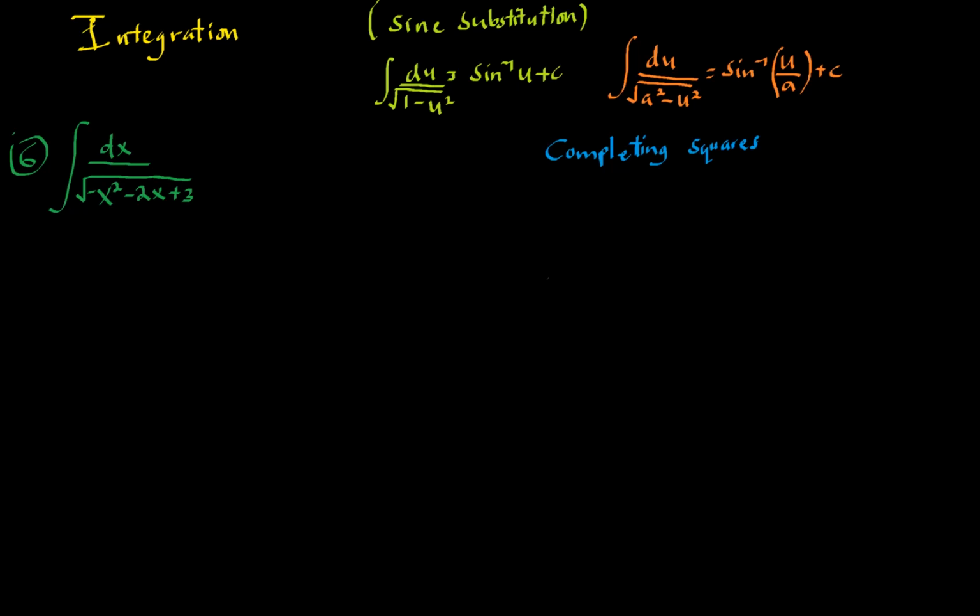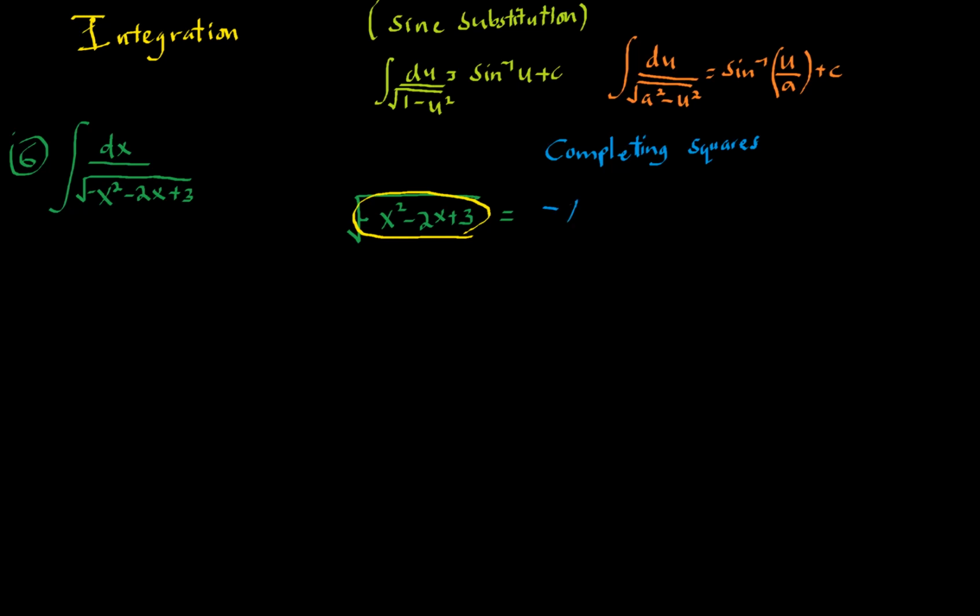Sixth example, or second for completing squares. We have the integral of dx over the root of minus x squared minus 2x plus 3. I'm going to write this term, minus x squared minus 2x plus 3, under the square root again on this second side of completing squares. Just like last time, I'm only picking what's inside, so I'm interested in this, not the square root. The square root remains even after completing squares.